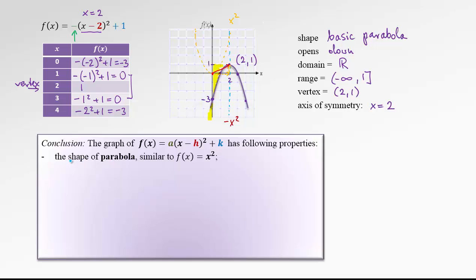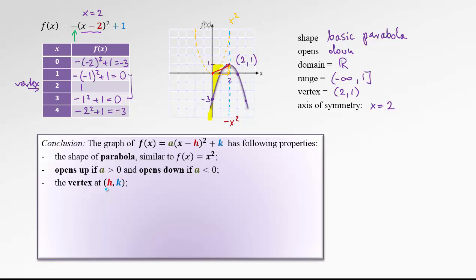First of all, the graph has a shape of a parabola, similar to the basic shape of x squared. Secondly, the graph of our function will open up if the leading coefficient is positive, and it will open down if the leading coefficient is negative. In this example, we had a negative leading coefficient, that's why the resulting graph has arms down.